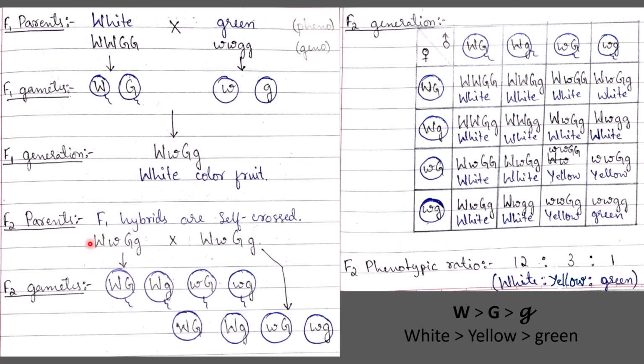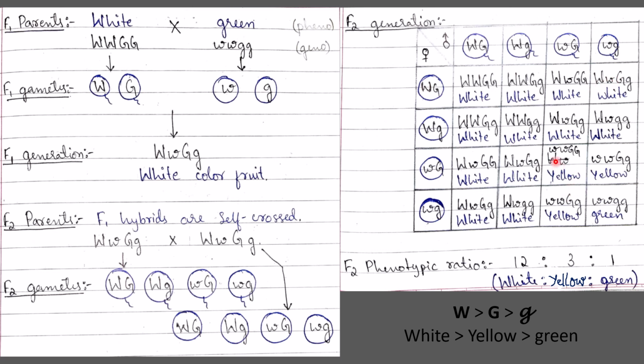Now, the F1 hybrids are self-crossed. So these are the F2 parents here, and the gamete formation happens. I'll take them in the Punnett square. I'll find out, or predict, the possible outcome of the progenies here. So here, the same as the first genetic problem, whichever has at least one capital W or dominant W gene, they produce white fruit color.